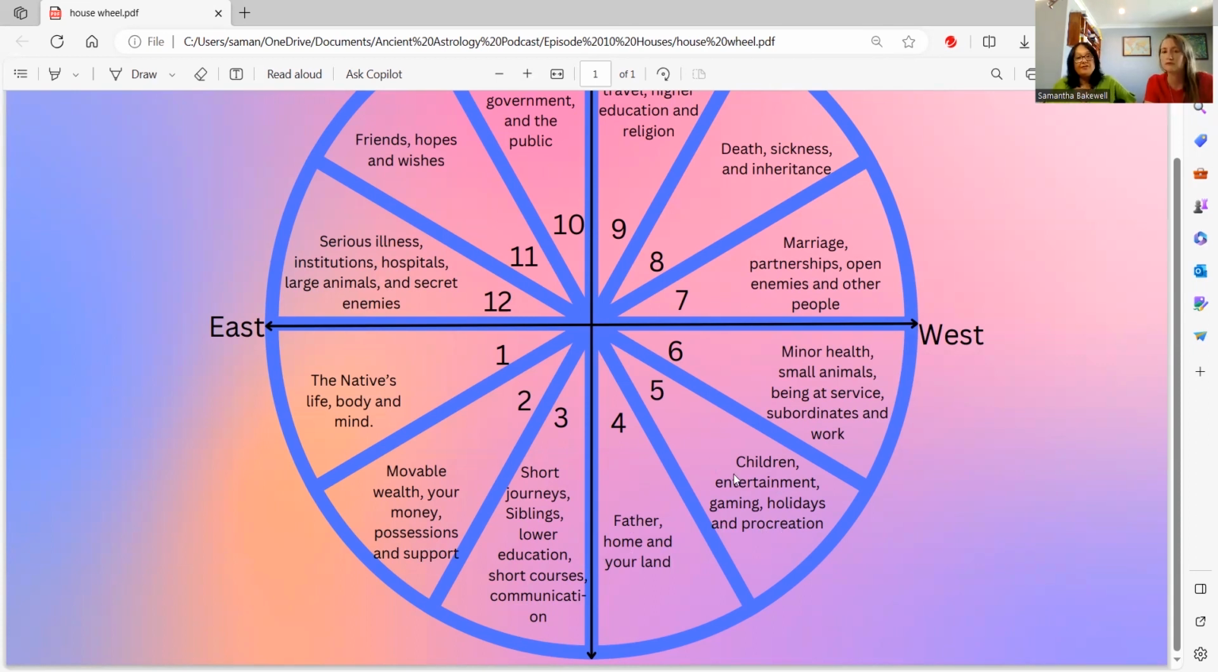You know? So the 5th house: children, entertainment, gaming, holidays, and procreation. So your children. Sometimes I have seen with people that don't have children, they have godchildren that they have planets in that particular area for, and that godchild is very important to them. So it's children in general. Entertainment, so it's fun and entertainment. So whatever you find that's fun, socializing, going out for lunch, all those sorts of things as entertainment.